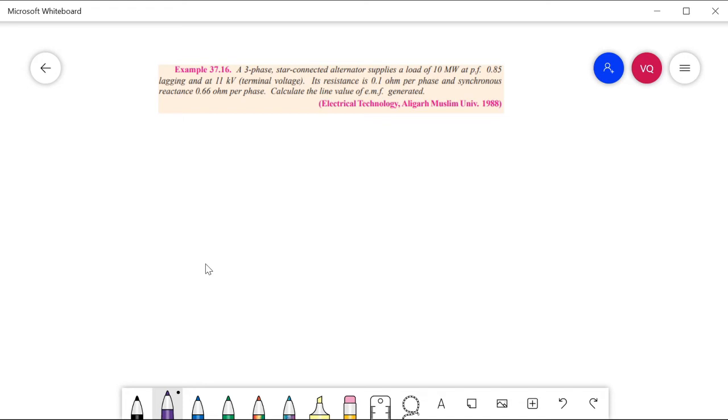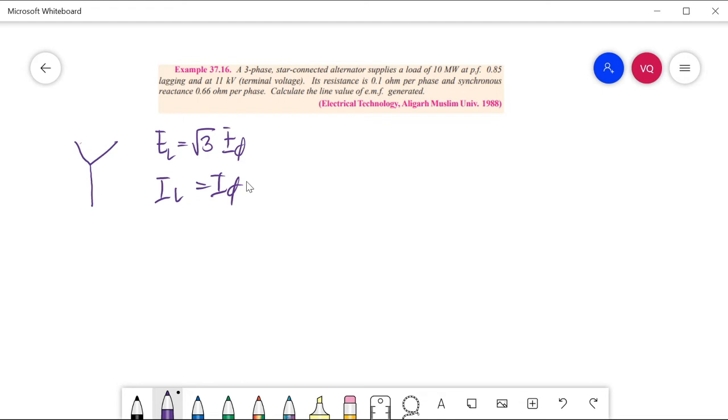So this is star connected. In your discussion in polyphase, when you have a star-connected winding or alternator, the E line is equal to square root of 3 times E phase, and your line current is equal to phase current. Okay?